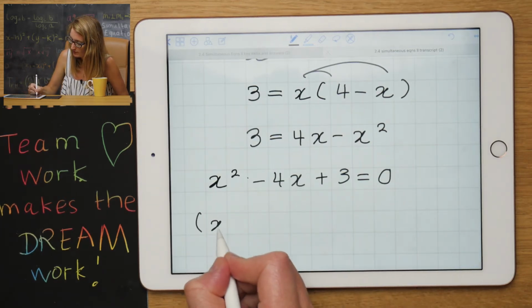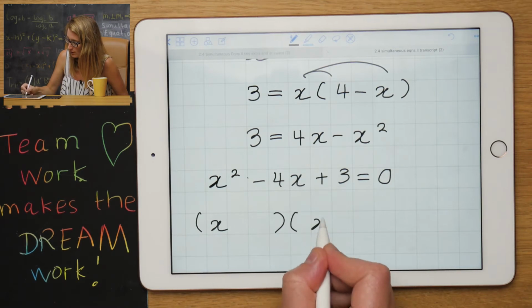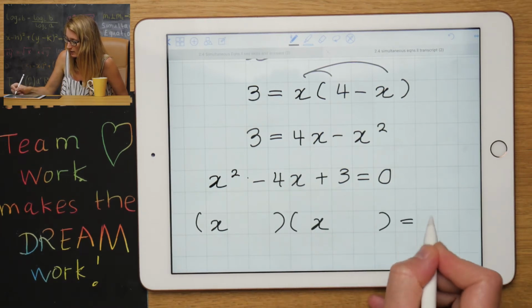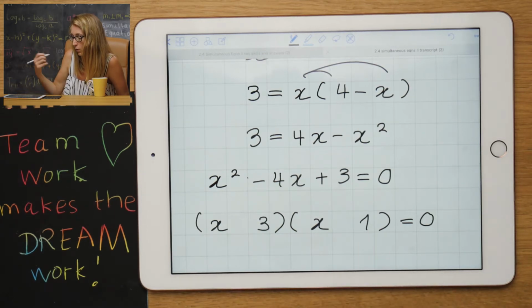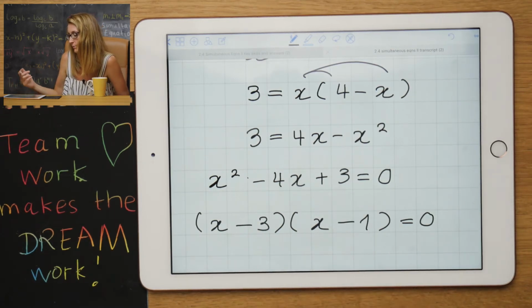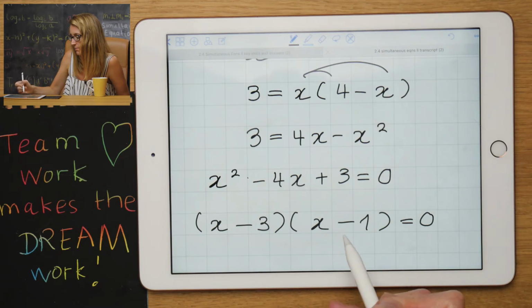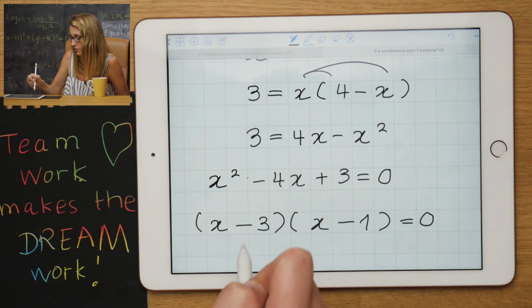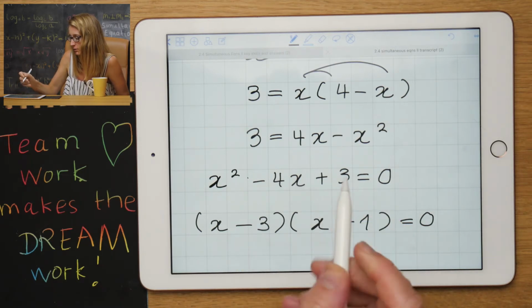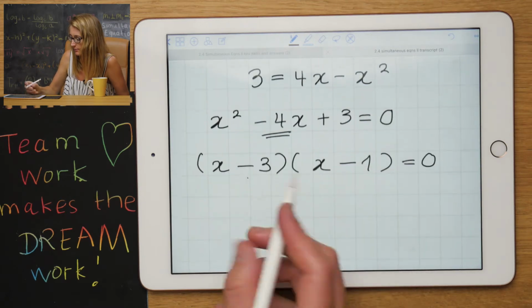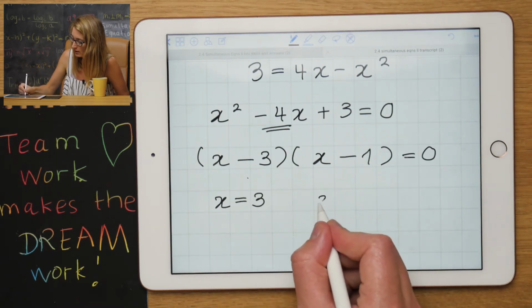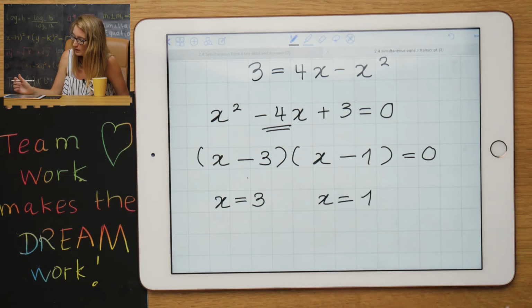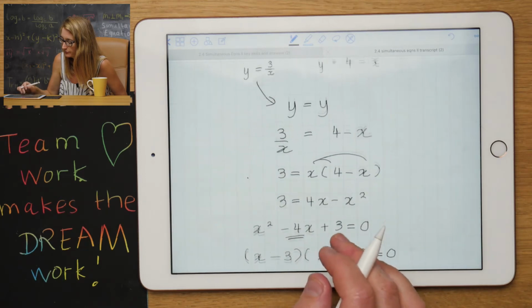So we need to factorize: multiplying to make 3, which can only be 3 and 1, or minus 3 and minus 1. I've chosen minus 3 and minus 1 because when I add them together, minus 3 added to minus 1, I get the minus 4 here. That means my 2 x values are 3 and 1. Now I need to go back and find the y coordinate as well.